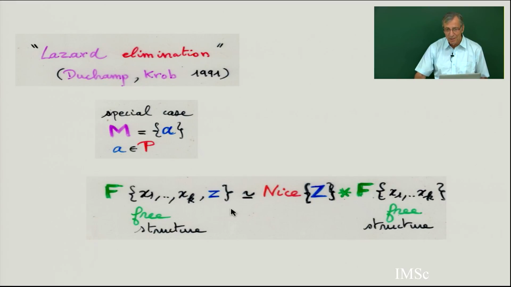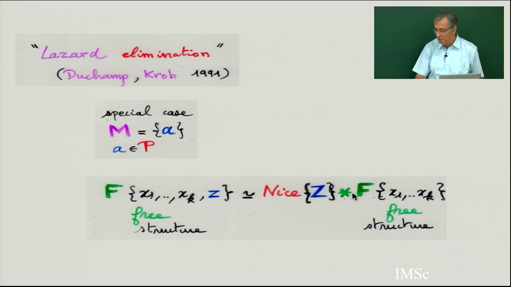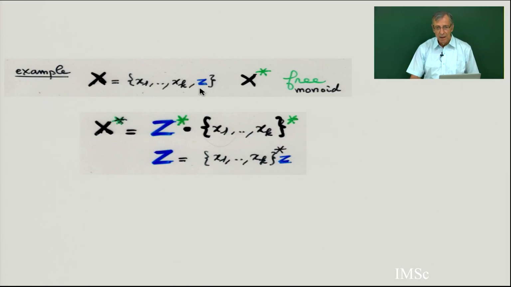So you select one of the letters which generated your free structure, and you eliminate it, so you have again a free structure, and you have something which appears here. And you try to have something nice. This product can be a semi-direct product, or anything like this. In the particular case of the free monoid, a very simple example, select a letter Z, and then any word, if you cut each time, can be viewed as a product of some words in x1, x2, xk multiplied by Z.